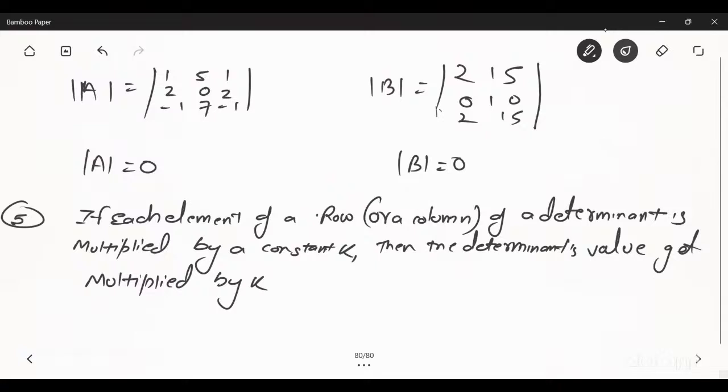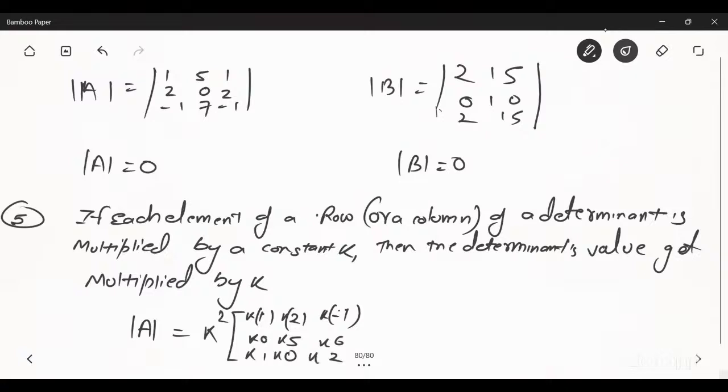Now what is this? Suppose the value of the determinant has rows 1, 2, minus 1, 0, 5, 6, and 1, 0, 2. Now if you multiply any row or column by k, say multiplying row 1, we get k, 2k, and k into minus 1. So the value of the determinant gets multiplied by k. Now if you multiply the second row also by k, you will get k square. If you multiply the third row by k, you will get k cube.